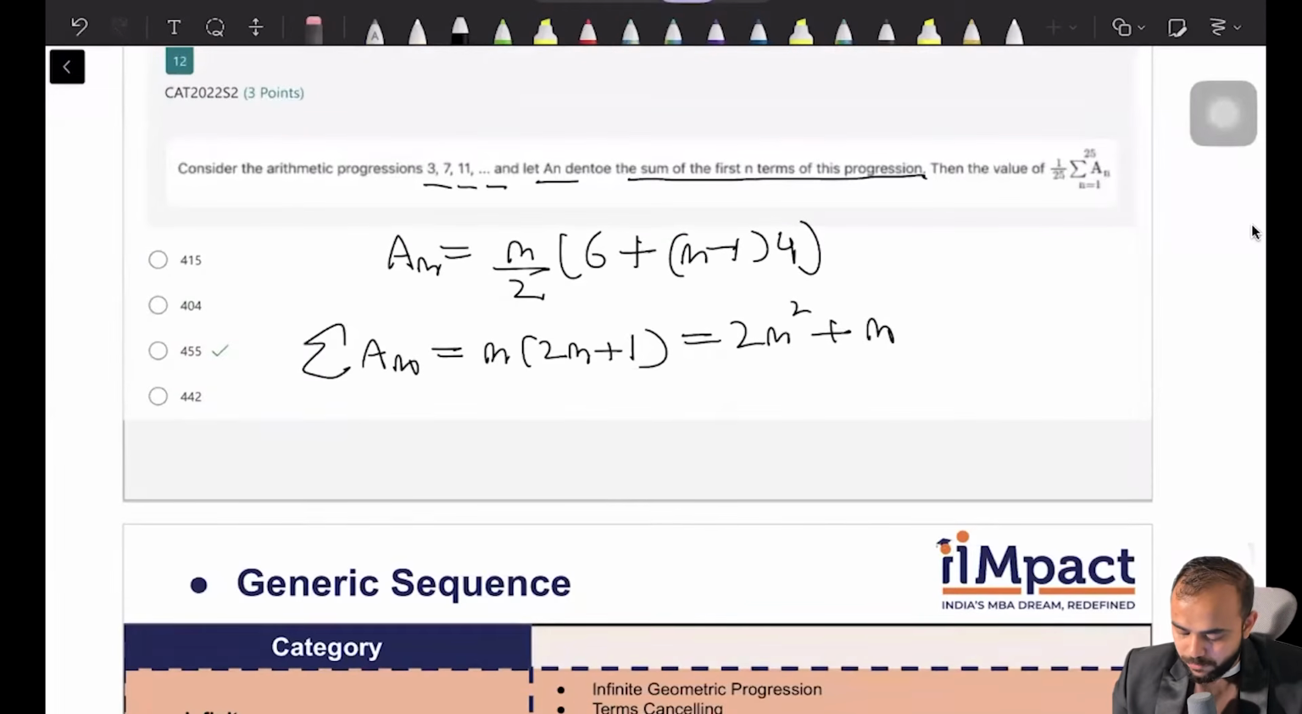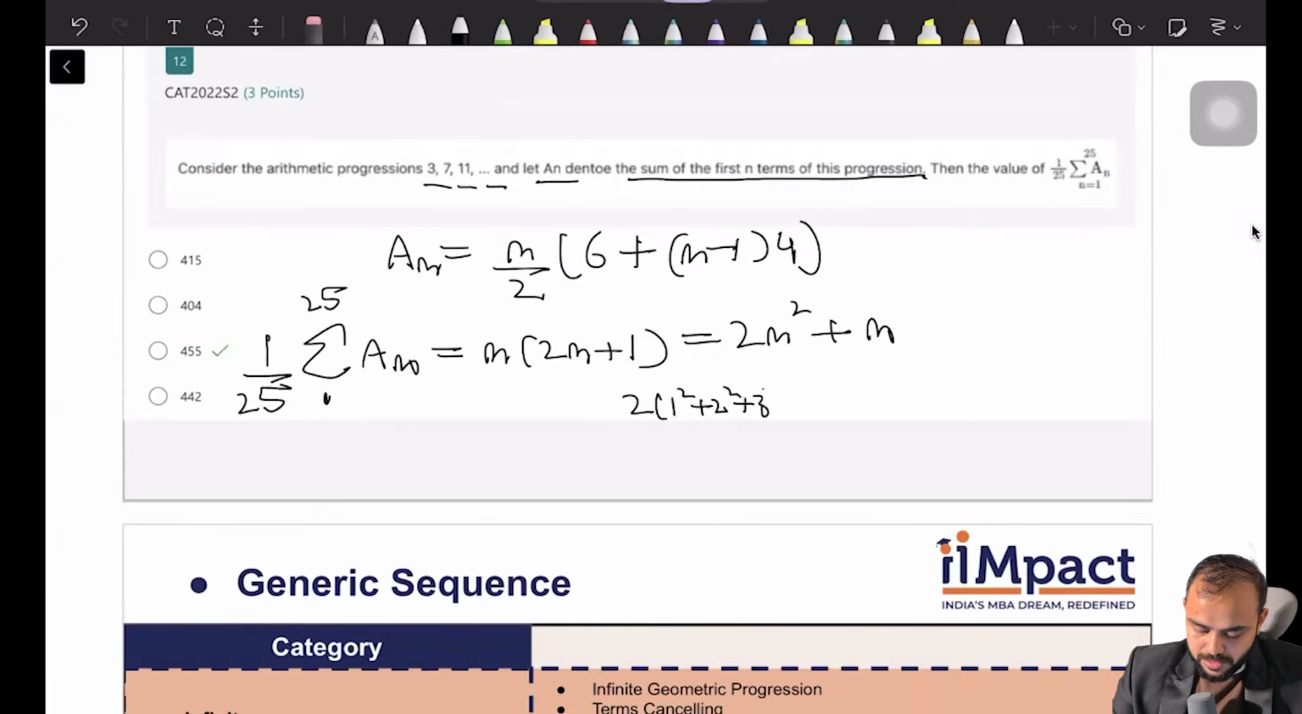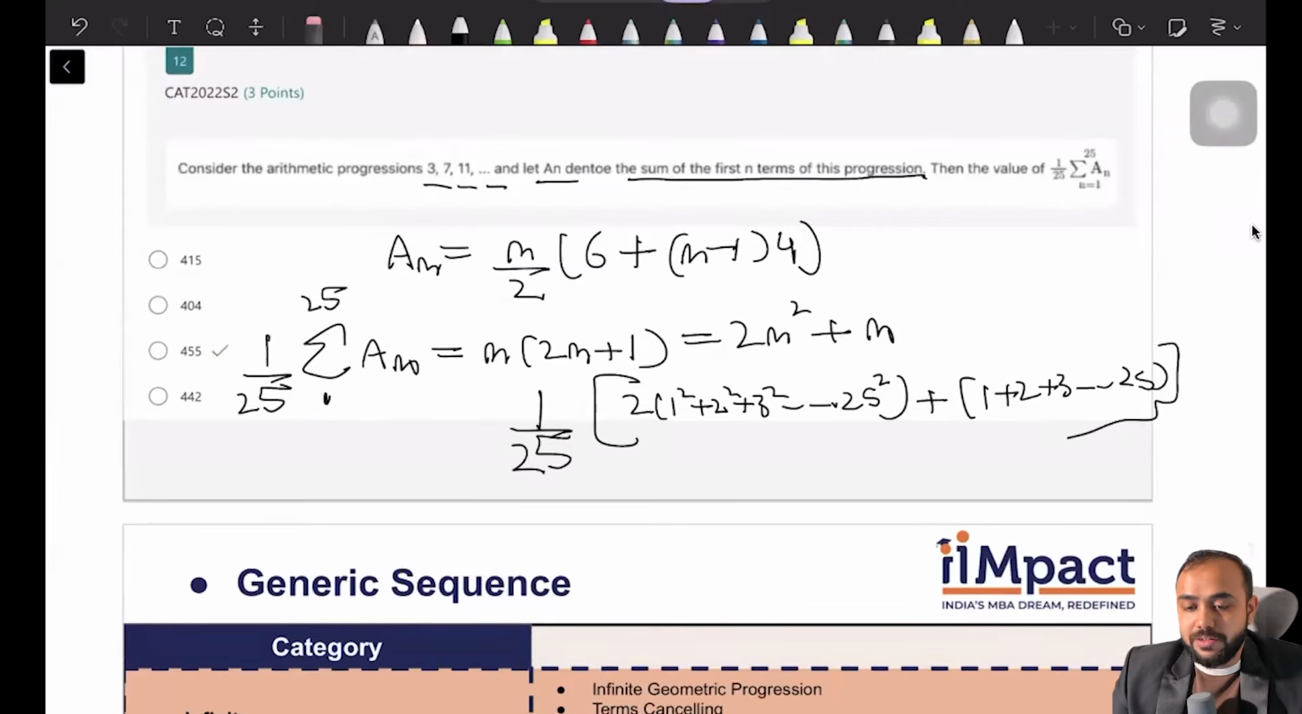And now they are asking you to do what? Add an from 1 to 25 and divide it by 25, which will turn out to be 2 into (1 square plus 2 square plus 3 square till 25 square), plus (1 plus 2 plus 3 till 25), this whole sum divided by 25. So if you don't know what this expression's value is, you could not have done this question.